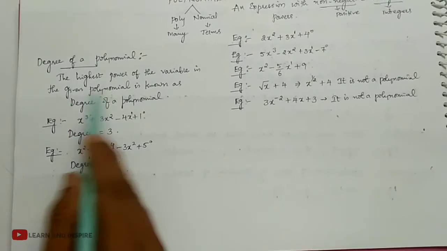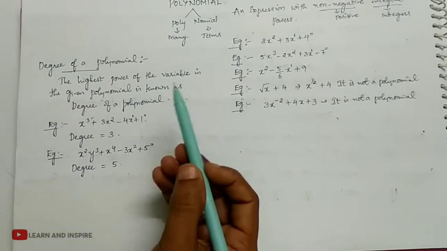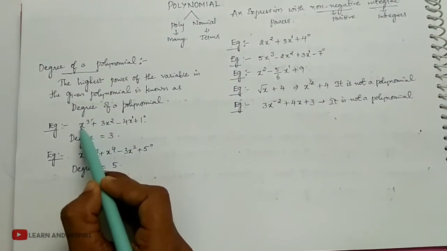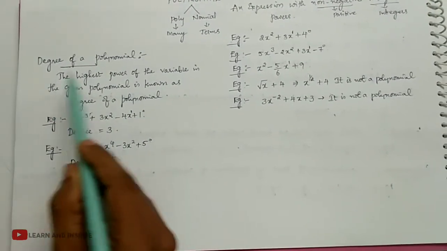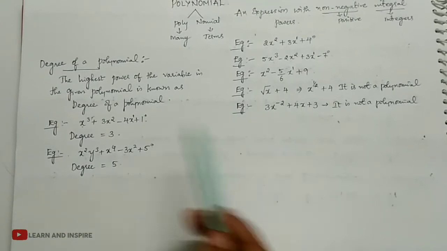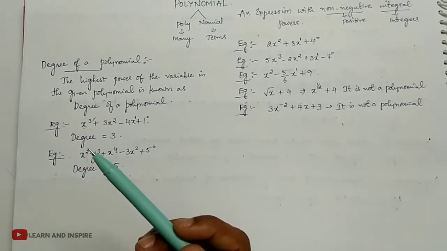Understood? So what is the degree of the polynomial? The highest power of the variable in the given polynomial is known as the degree of a polynomial. Understood? Next, move on to another topic.